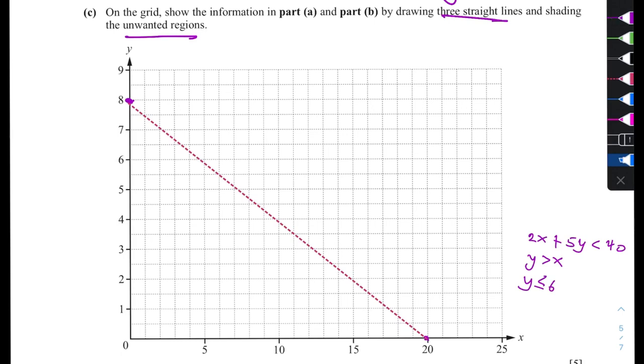Now see where the arrow will go. Choose any point above or below. I'm going to start with below. If it doesn't work, then that means the above is true. So I start with 0, 0. If I put 0 for x and 0 for y, the answer is 0 is less than 40, which is true. Hence, the arrow goes down.